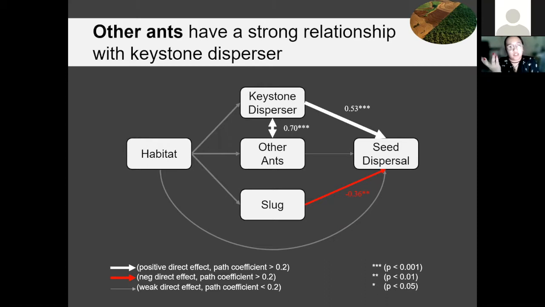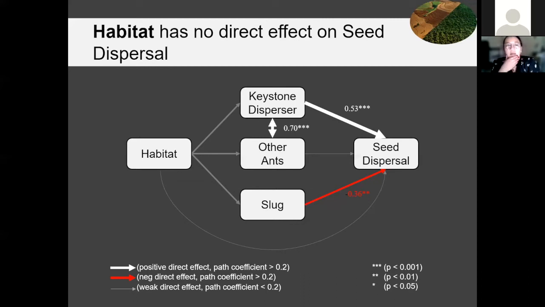This makes a little sense, thinking about how a lot of these individuals or groups might share similar resources, but maybe there's a lot of resource and niche partitioning happening. So kind of interesting, but not unexpected. And then finally, I found that the habitat, that bottom swooping line in the path, did not have any significant impact on seed dispersal.